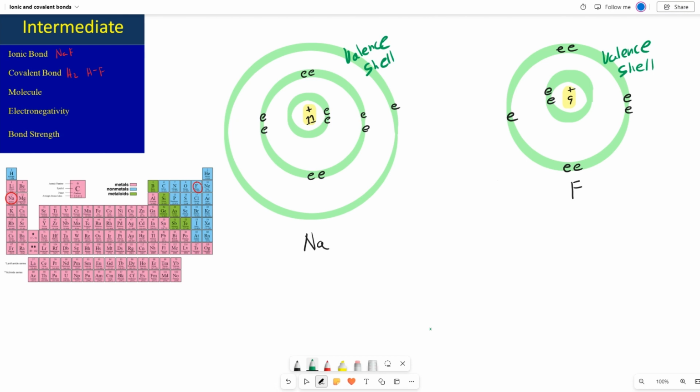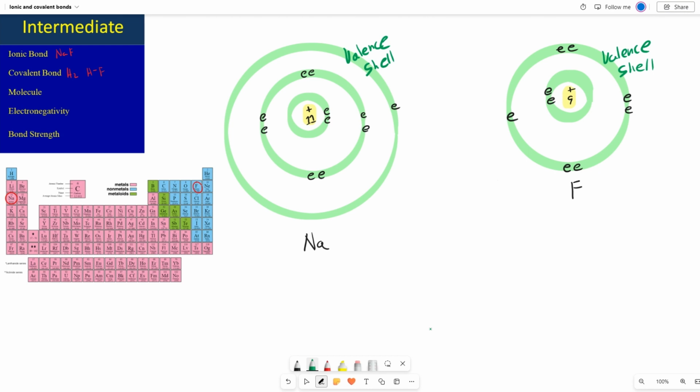The basic definition is an ionic bond occurs when you have an atom that loses one or more electrons and then another atom gains one or more electrons. And a covalent bond occurs when you have atoms that are sharing electrons between each other. So let's first take a look at an example of an ionic bond.